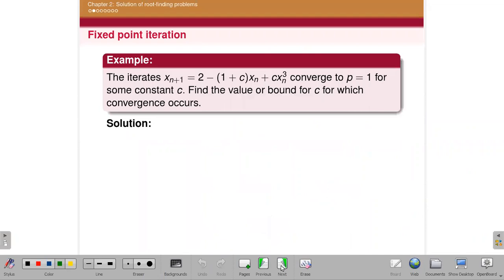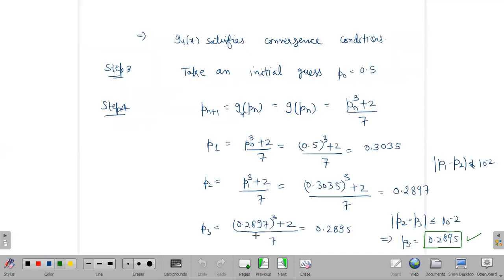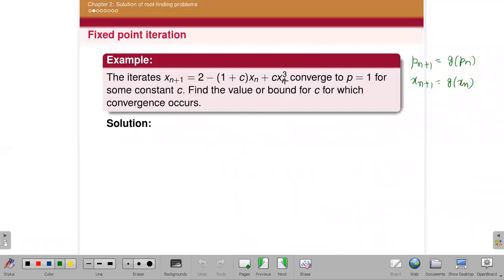So next we have another question on fixed point iteration only, that iterates xn plus 1 is equal to 2 minus (1 plus c) into xn plus c xn cube, converges to p equal to 1. It is like pn plus 1 is equal to g of pn, or I can write it as xn plus 1 is equal to g of xn. So it is directly taking this fourth step. They have already taken g of x also. This is your g of x.